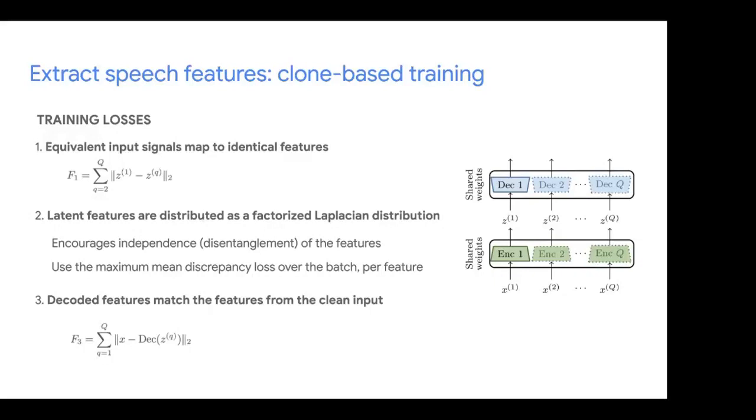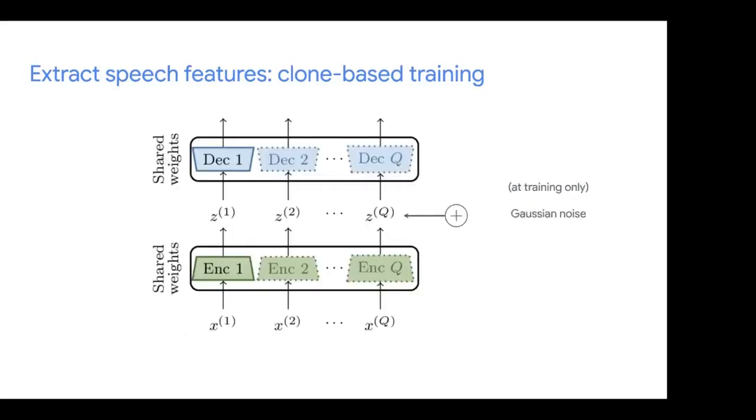Then we also have the output of the decoder. This looks very much like an autoencoder, right? You take the input, get a latent feature and decode it, and you want the decoded representation to be as similar as possible to the input. So after feature extraction and decoding, you want them to be similar. I would call that an autoencoder loss. We also add some noise to the latent layer at training, which will hopefully get us a smooth mapping.